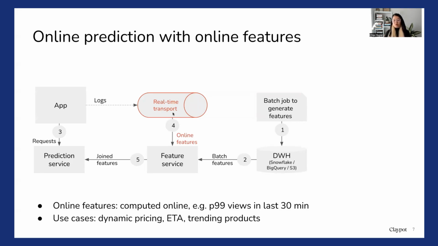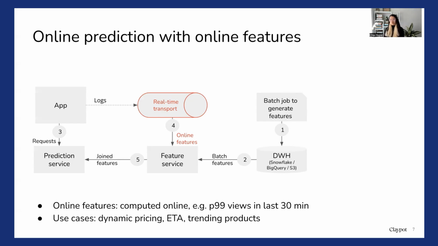So how many views a product has had in the last 30 minutes is an online feature that can be computed online. A lot of use cases can benefit from online predictions with online features and batch features, for example dynamic pricing, estimated time of arrival predictions, or trending products.